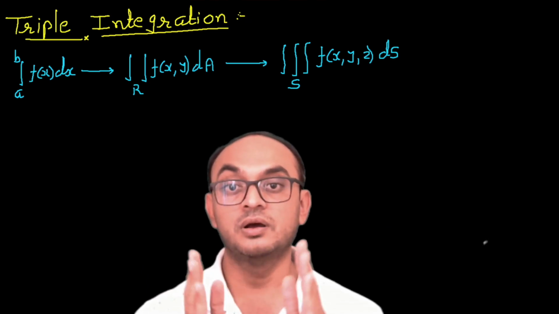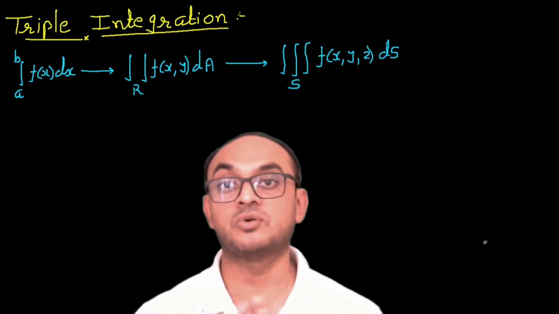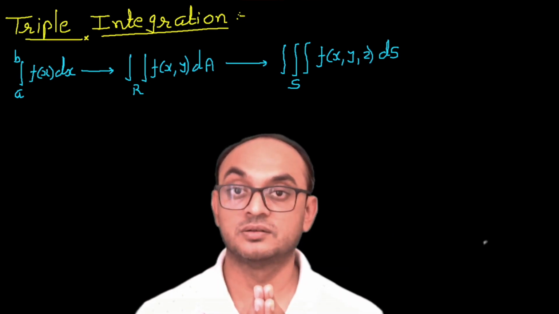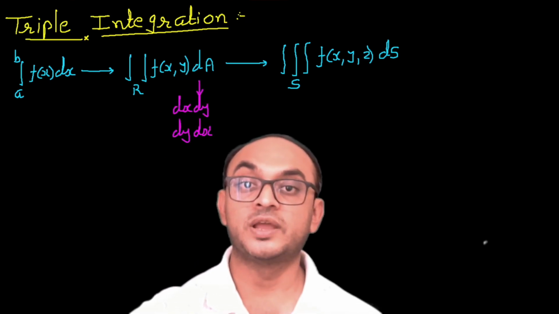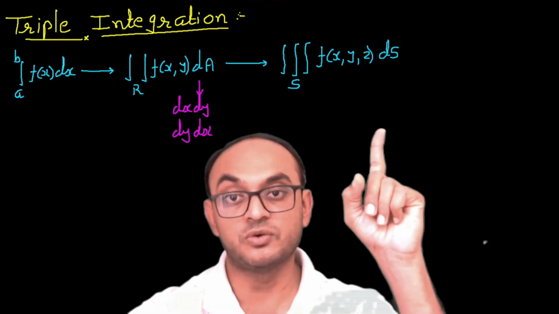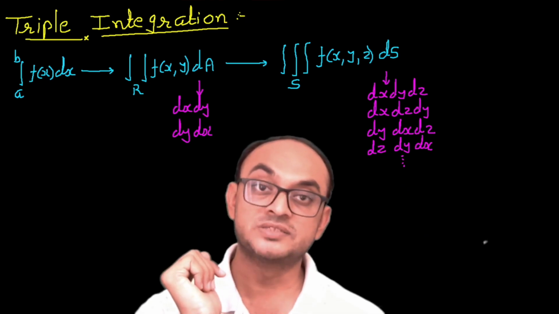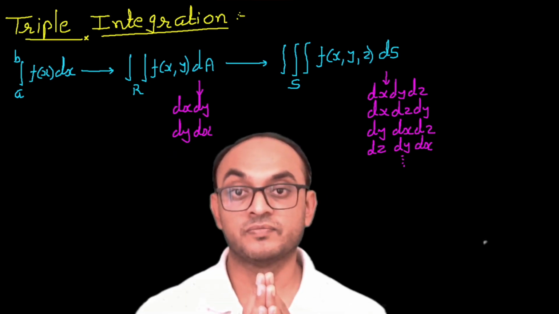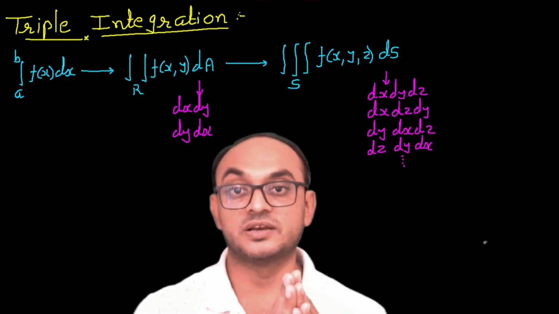Then here we have area, here we have volume, and here this is the quantity which is something in 4-dimensional, right? Here what is dA? We can represent dA by either dx dy or dy dx. So likewise here dS we can represent by either dx dy dz or dx dz dy or dy dx dz, right? Or any combination of dx, dy and dz.